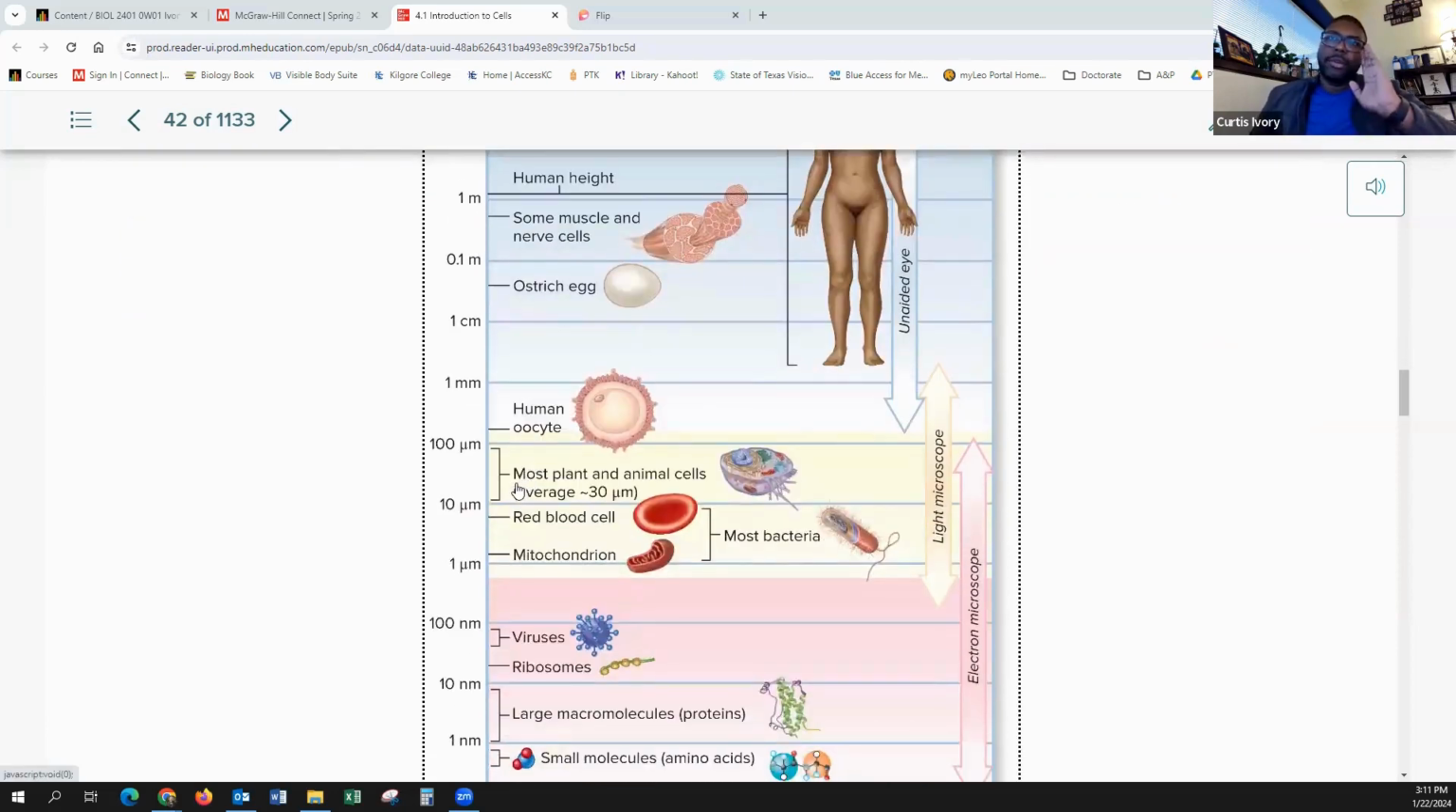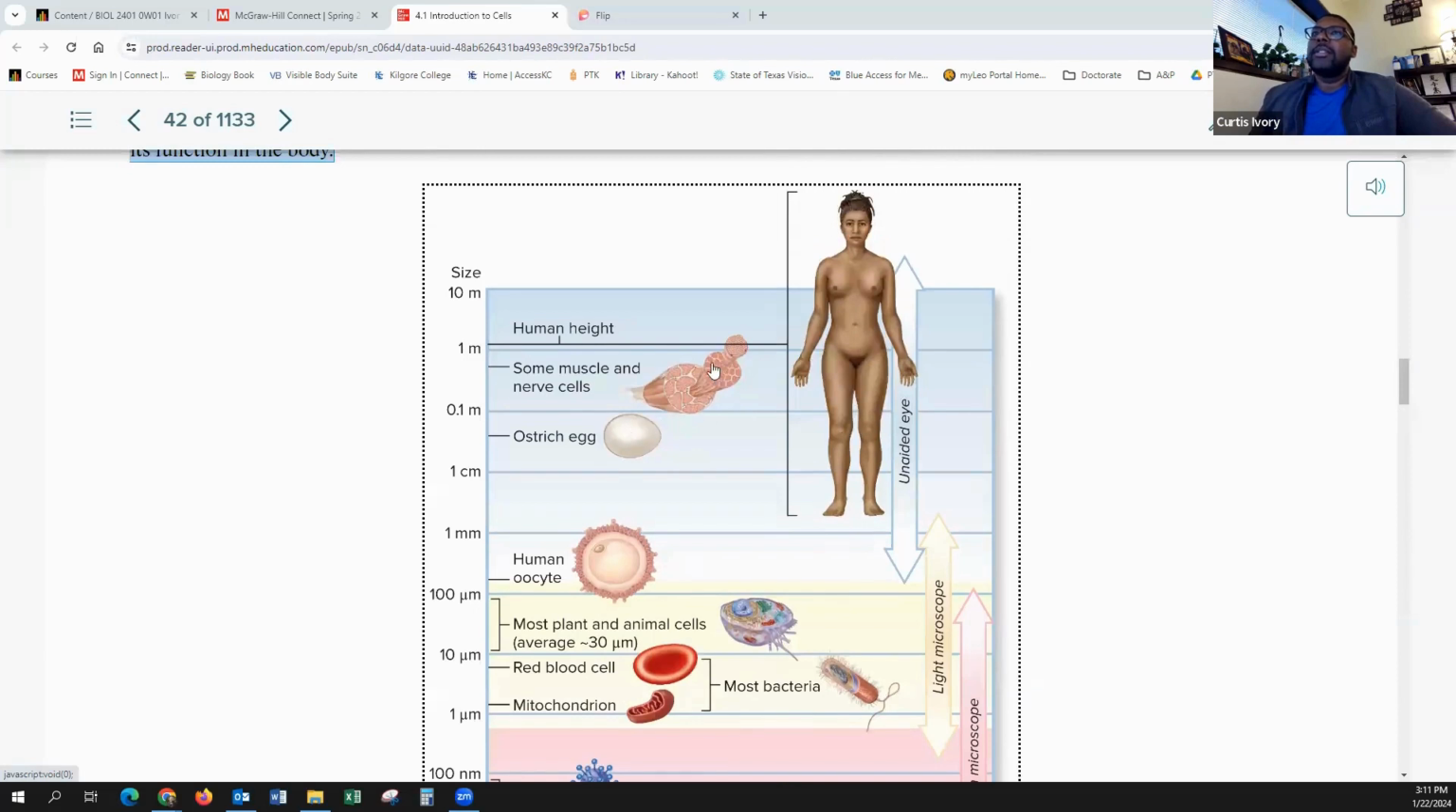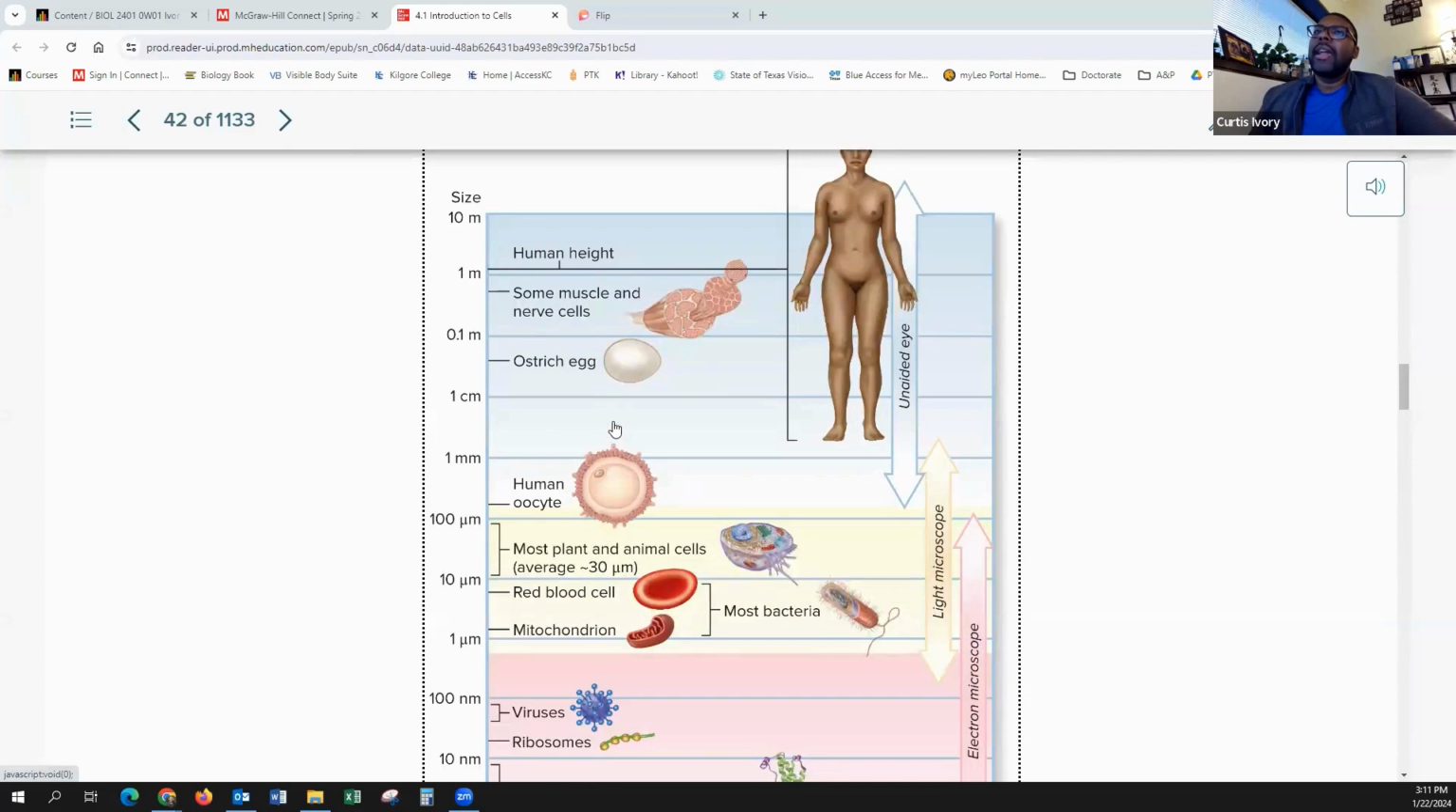So here it gives us a good representation of how cells look. This is giving us a size chart. In comparison to a human, we can see some muscle cells if you put them really closely compact together. We can see an ostrich egg. We can barely see a human oocyte, or egg. Everything here in the blue is showing us what we can see with our naked eye.